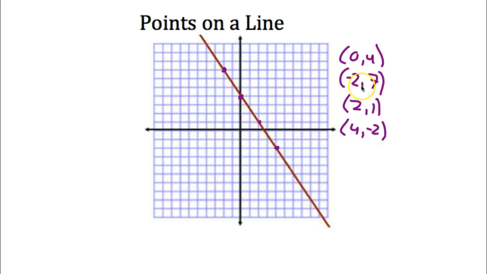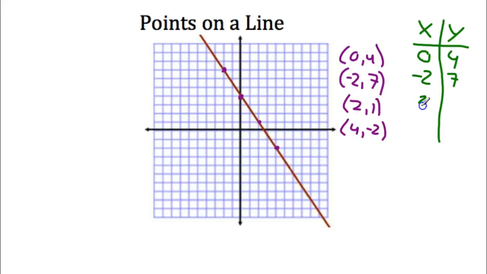Another way that I could write all these points down, and you're going to see it a lot, is just writing a table. So if I have an X and a Y, put that on the top. This point right here, when X is 0, Y is 4. The next one, when X is -2, Y is 7. And then we have 2 and 1. And then 4 and -2. So either of these sections represent these points on a graph. More often than not, you're going to see a table. All right, so let's move on and apply these a little bit more.